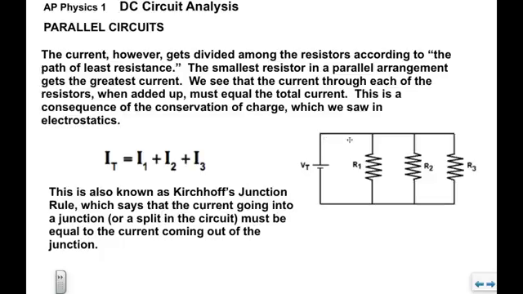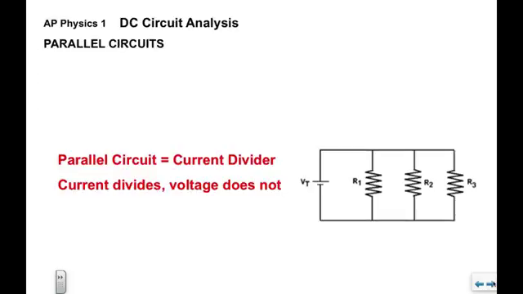We would see that because of the way current has to divide, again, that current comes out of the battery, has to divide among 1, 2, and 3. It's all going to come back together down here and go back into the battery. Okay? Now, we see that this is also known as Kirchhoff's Junction Rule. It says that the current going into a junction, or any fork or split in the circuit, must be equal to the current that comes out of the junction. Okay? Now, again, parallel circuits are called current dividers because the current divides among the resistors and the voltage does not.